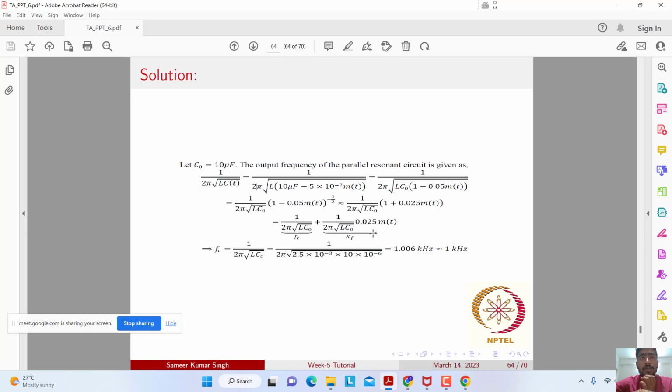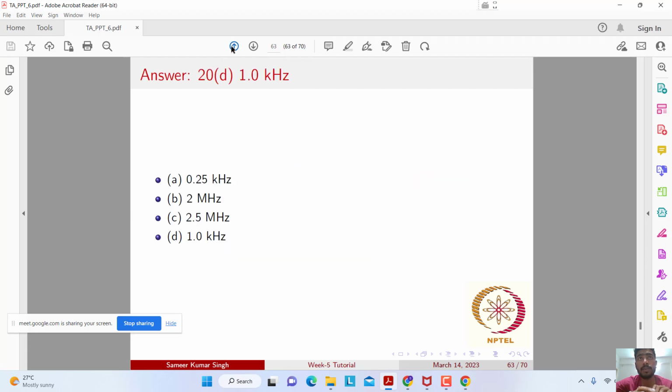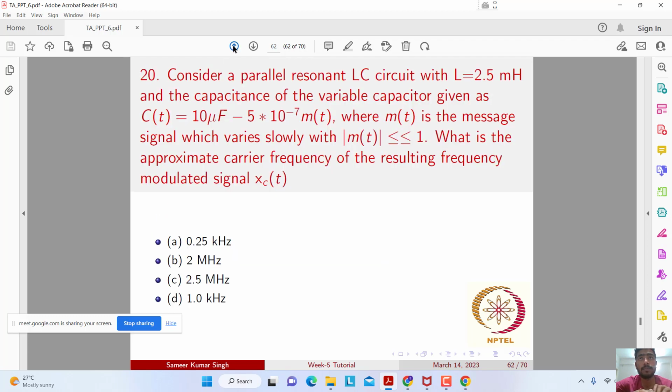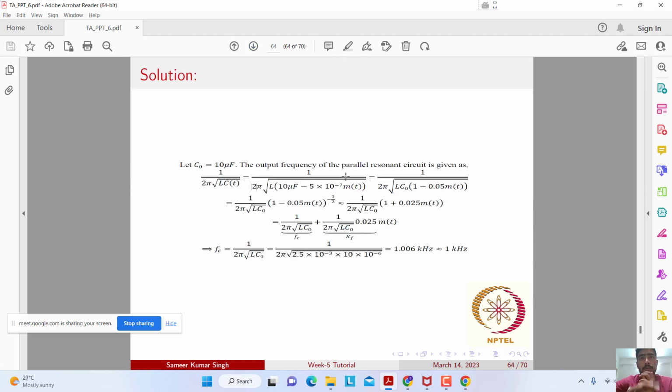It's a little tricky question. They're talking about a parallel resonant circuit. So using that, we have to use the basic concept of that. So that will be 1 kilohertz.